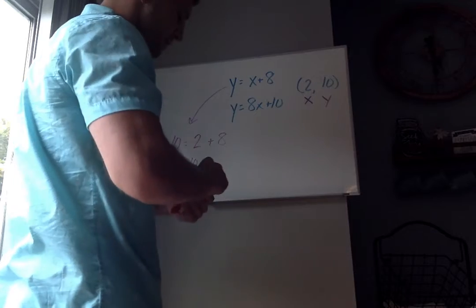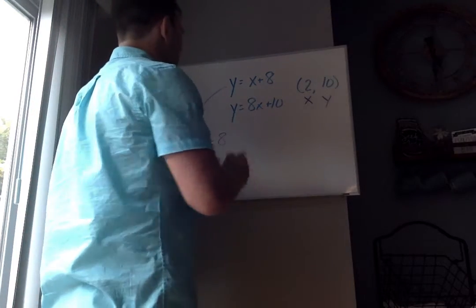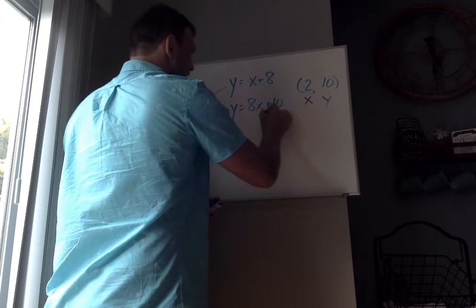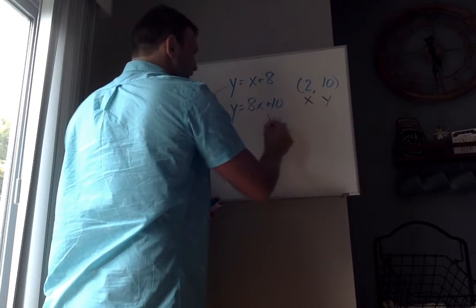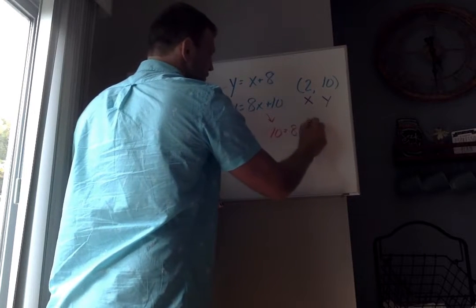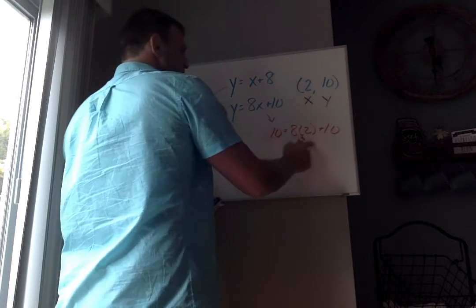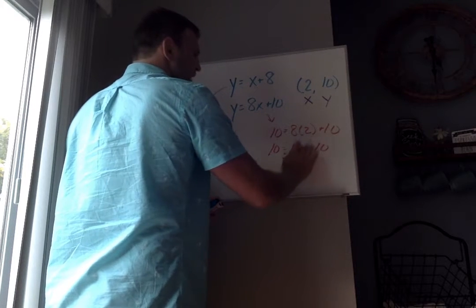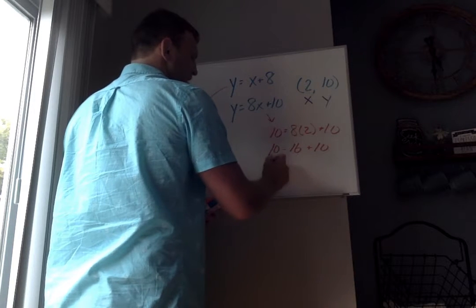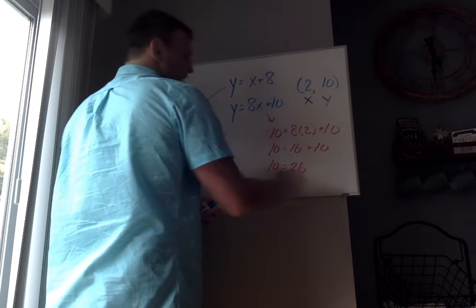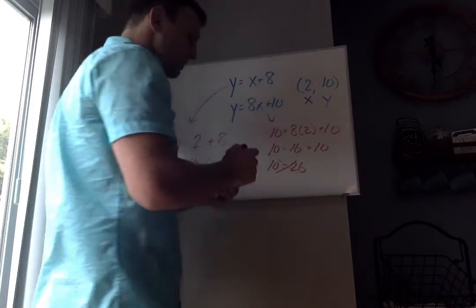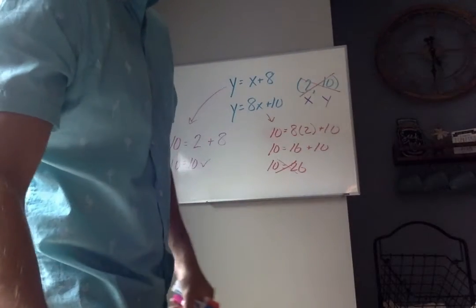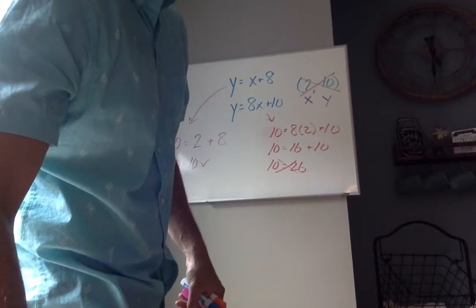But now I have the equation y equals 8x plus 10. So I'm going to substitute 2 into that. So I have y, 10 equals 8 times 2 plus 10. Well, 8 times 2 is 16. So is 10 equal to 16 plus 10? And the answer is no. That says 10 equals 26. So is (2, 10) a solution? And the answer would be no, because it only works for one of the equations.